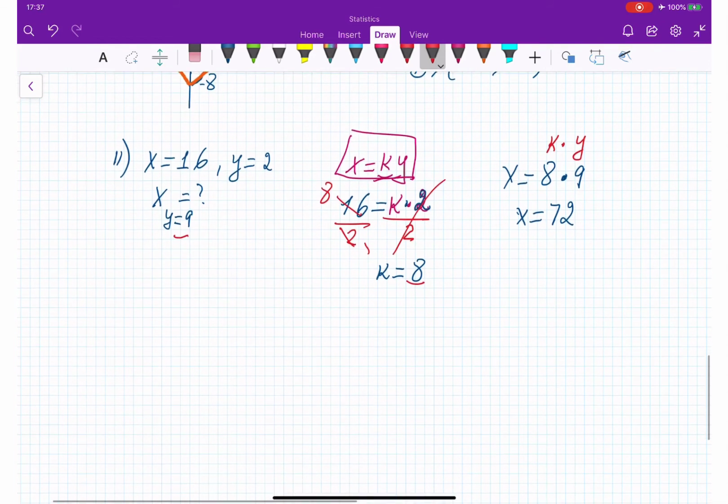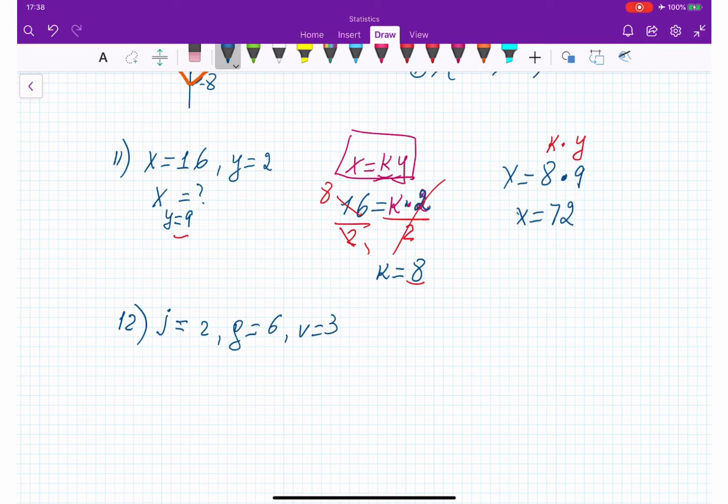Question number 12. Suppose J varies jointly with G and V. Okay, J equals, when G equals 6 and V equals 3. Find G.